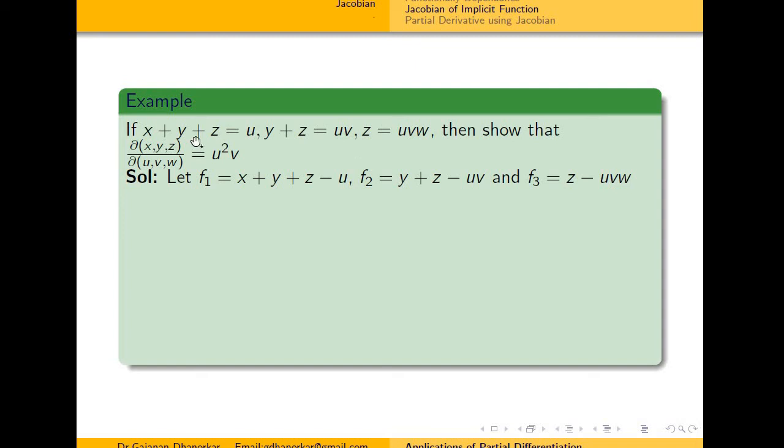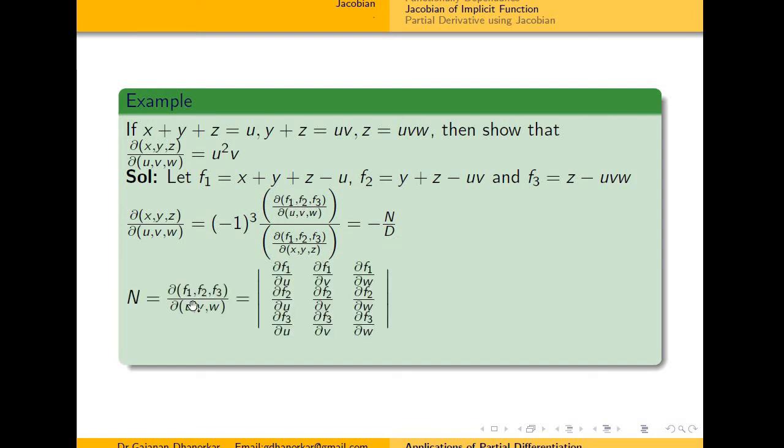Here we are taking f1(x,y,z) minus u equal to 0, f2(x,y,z) minus uv equal to 0, and f3 z minus uvw. What will be our formula to write this Jacobian? Jacobian of xyz divided by Jacobian of uvw is equal to minus 1 cube. Now in the denominator we write Jacobian of f1 f2 f3 with respect to xyz. In the numerator we write Jacobian of f1 f2 f3 with respect to uvw. This is minus numerator divided by denominator. Now we will find numerator and denominator separately.